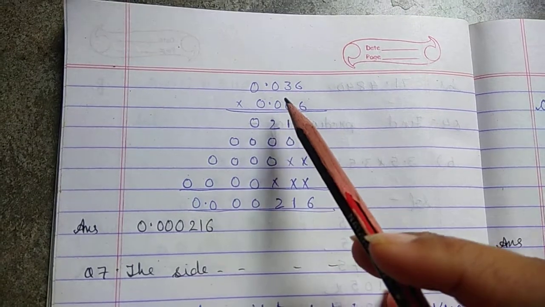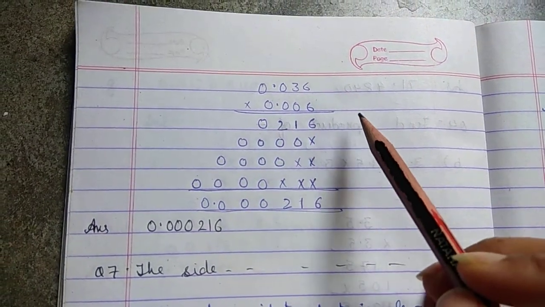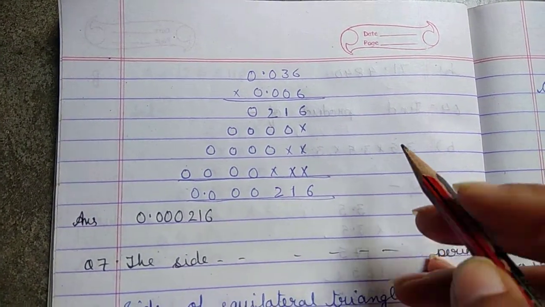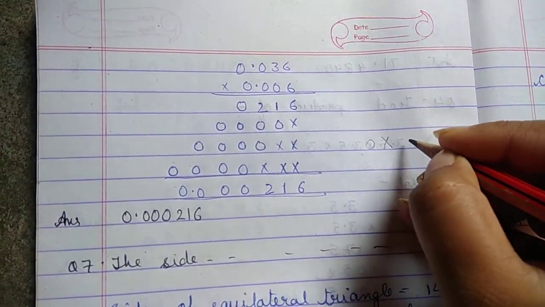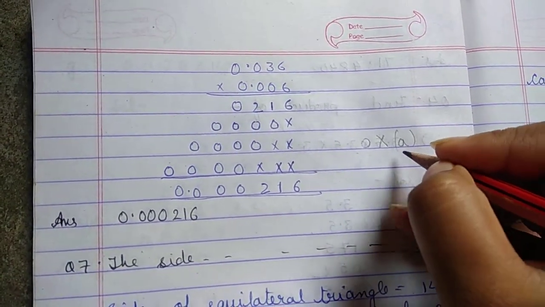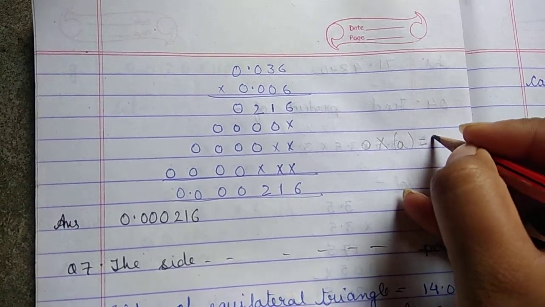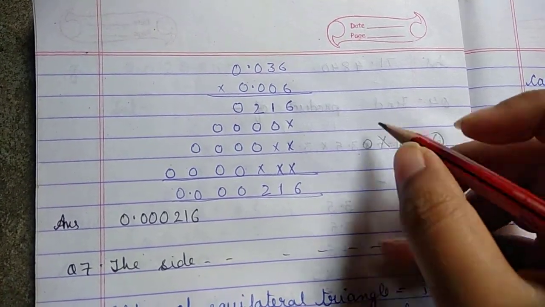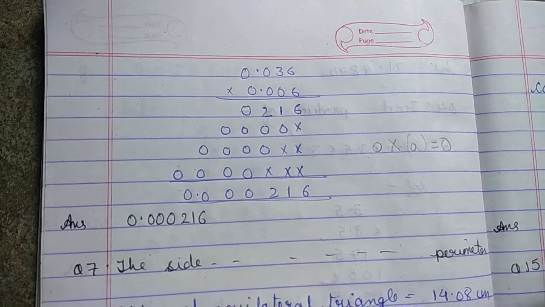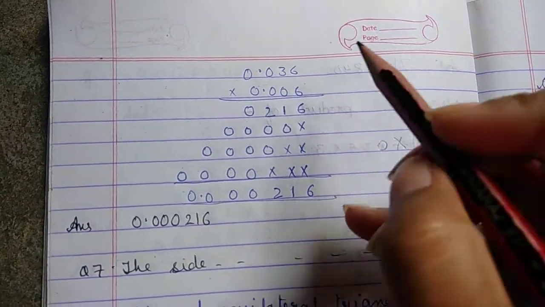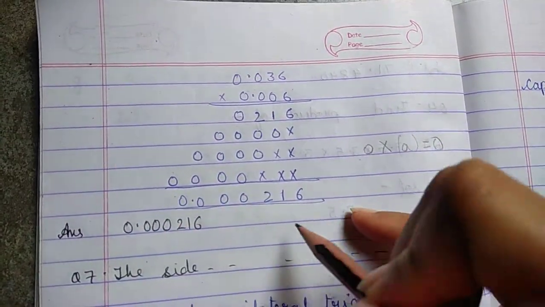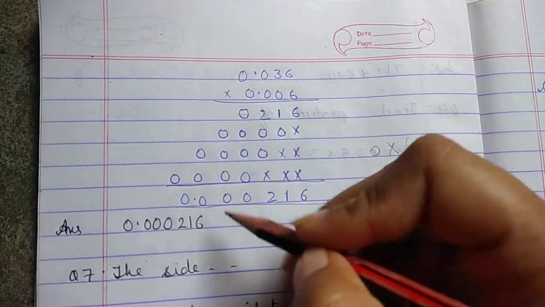Any number multiplied by 0 will always give 0. Okay, any number multiplied by 0, I have taken it as a, the answer would always be 0. Okay, so 0 multiplied by 0 is also 0, 0 multiplied by 6 or 0 multiplied by 3, anything is 0. So just do the simple calculation and then start adding.